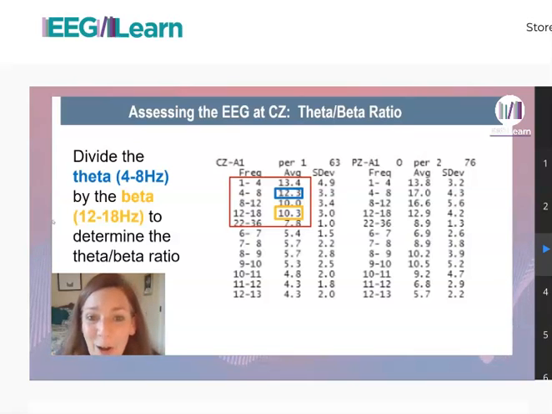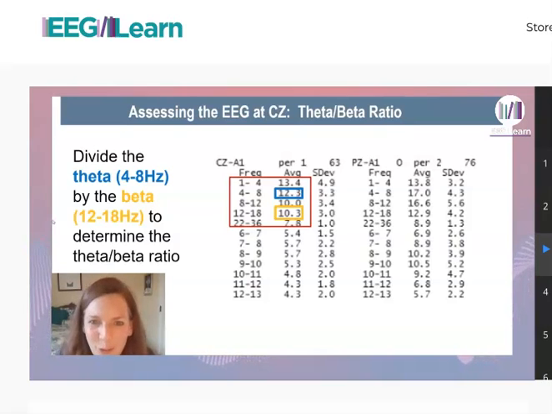Okay, but chances are that someone with this EEG measurement would have more symptoms of over-arousal because their theta to beta ratio is below 1.5. I hope that makes sense. But anyway, that is how you find the theta to beta ratio. And you can find that anywhere. It's just doing it at the CZ site that gives you an indicator of their general arousal level.